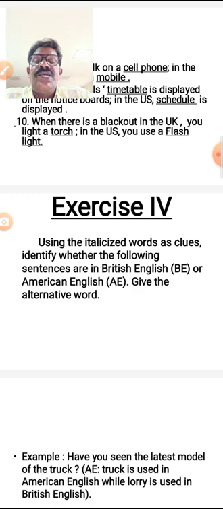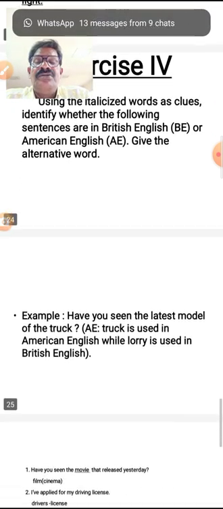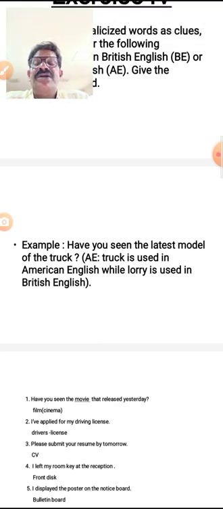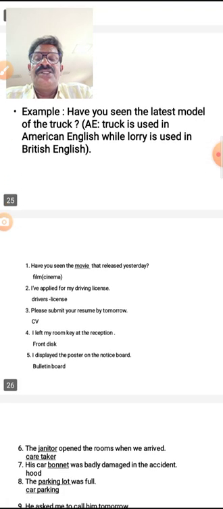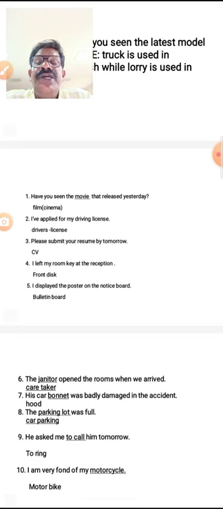And now, exercise number 4. Using the italicized words as clues, identify whether the following sentences are in British English or in American English. Give the alternative words. Example, have you seen the latest model of the truck? American English, it is truck. Okay. British English, it is called lorry. Now, have you seen the movie that released yesterday? The other name of movie is film or cinema.